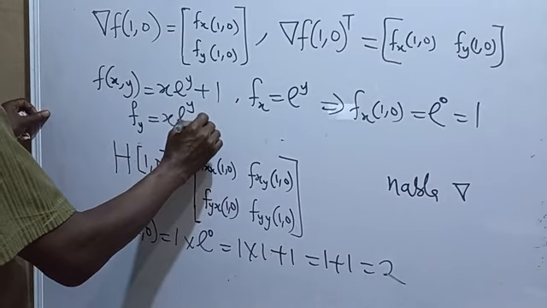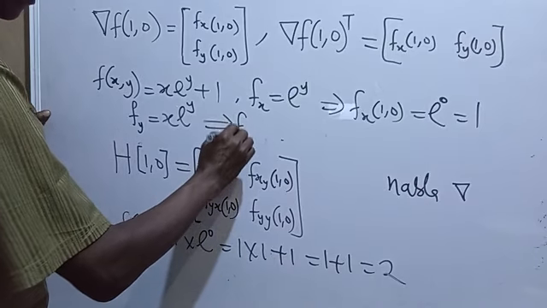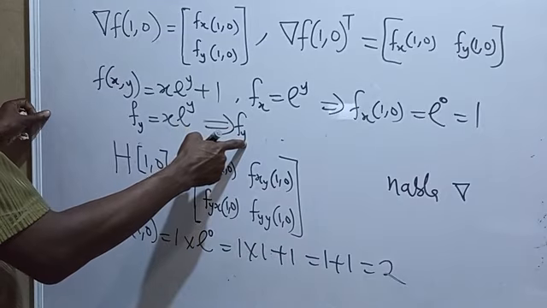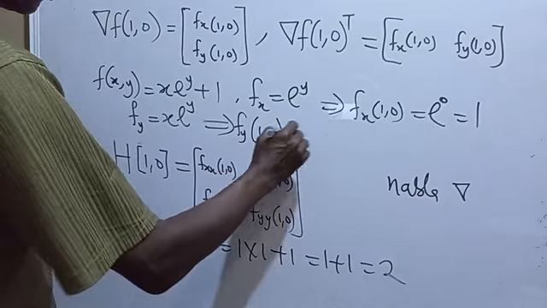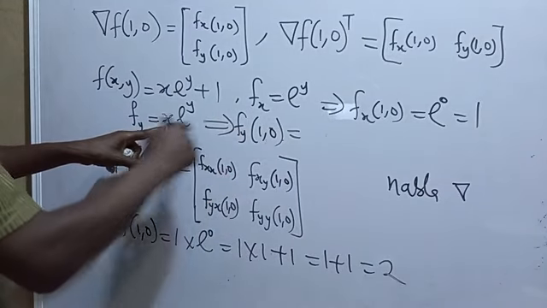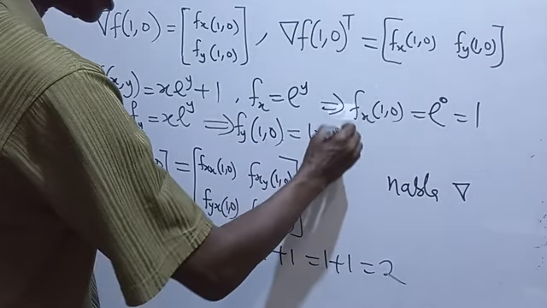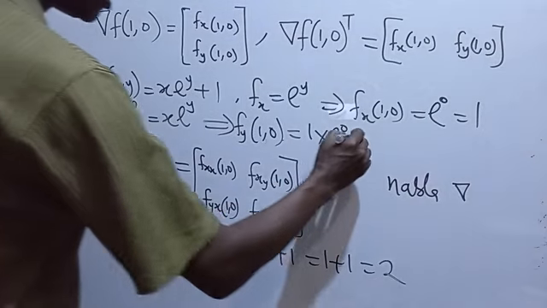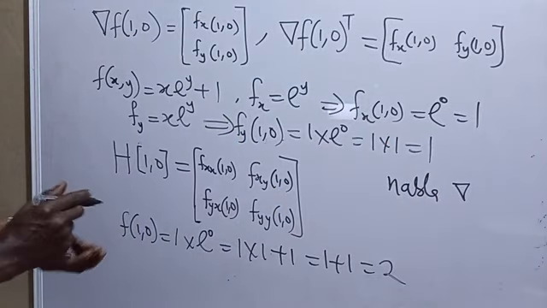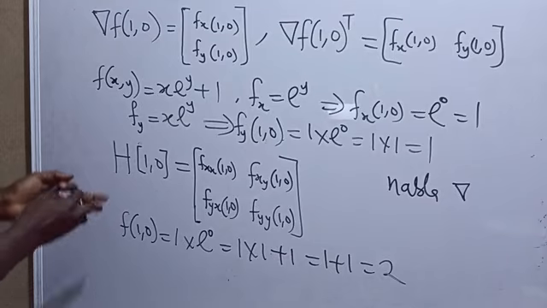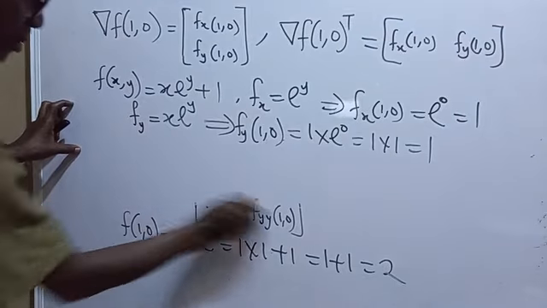So that implies the partial derivative of f with respect to y around the neighborhood of 1 and 0 will be, that is when x is 1, this will be 1 times, and y is 0, exponential 0. That is 1 times 1. It's also 1. Good. I hope you are following. Okay, you are following. That's very good.